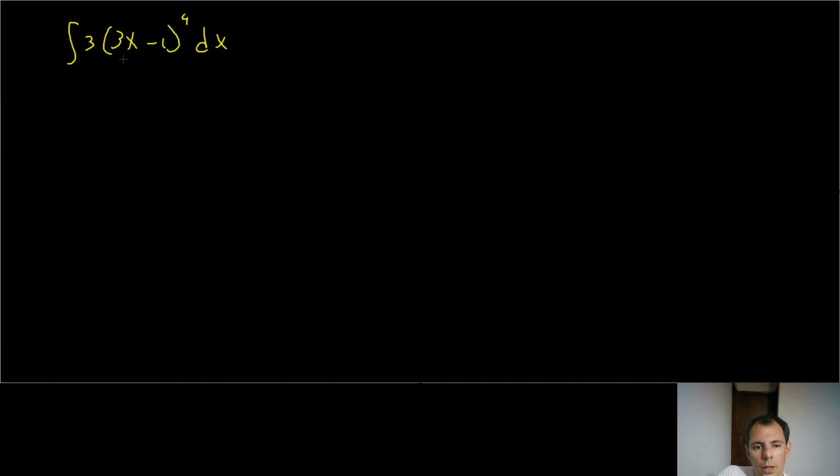What is the derivative of the inner function? 3. Since it's a 3, it doesn't matter if I have a 3 here or not, but whatever. So it'll be 3x minus 1 to the fifth, right? Dividing by 5, dividing by the derivative of the inner function, which is 3. But then you have a 3 multiplying in here, you're fine, it's over.